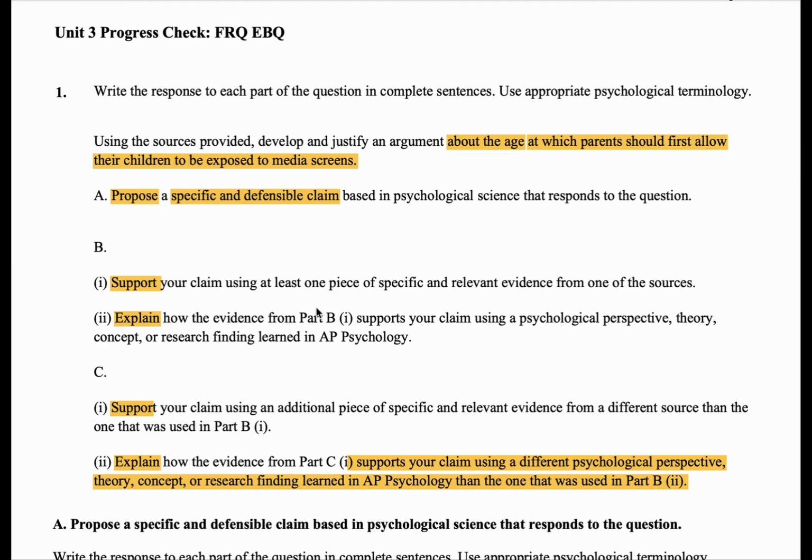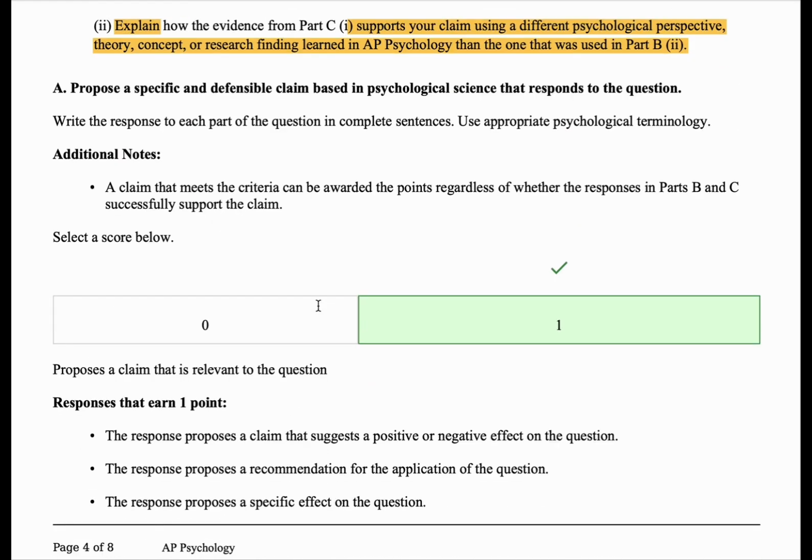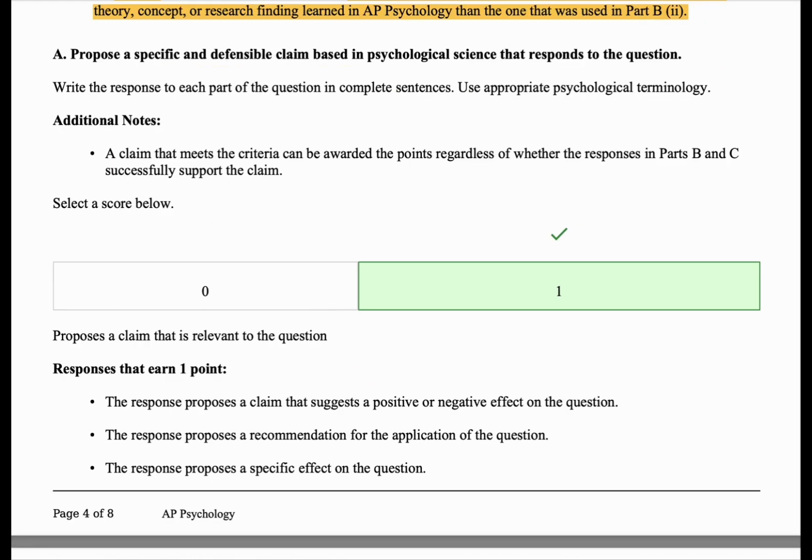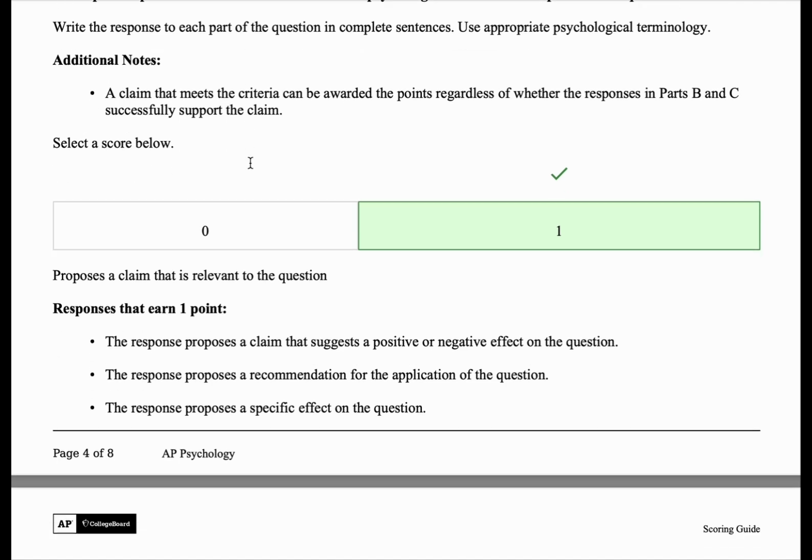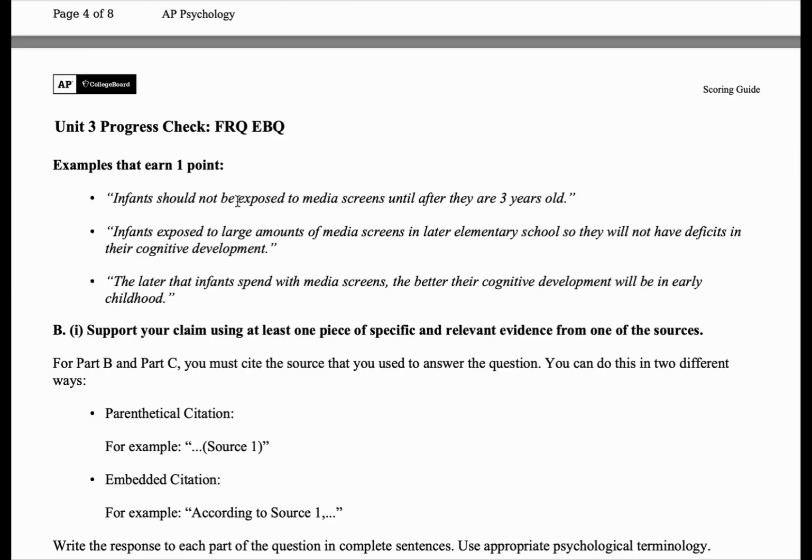Okay, so going back to the questions. Let's look at how they're grading it. So the first question is to write a claim that meets the criteria. You can say something like, infants should not be exposed to media screens until they are several years old. You can say 2, you can say 3, it doesn't really matter. Infants exposed to large amounts of media screens in later elementary school, so they will not have deficits in cognitive development. So I think there should be a "should" here. Should be exposed to media screens after a certain time.